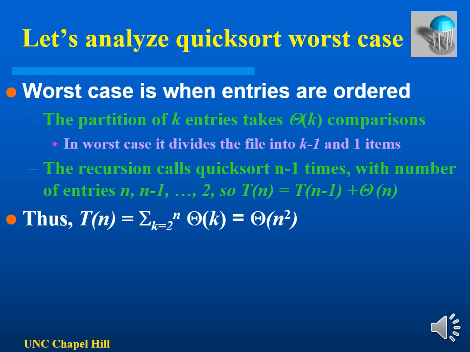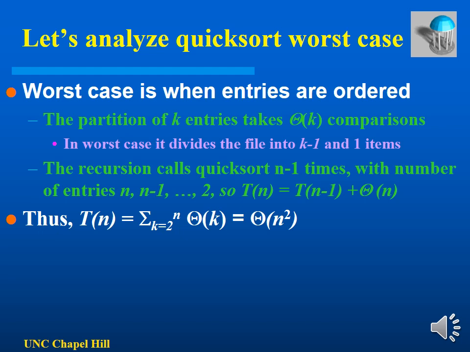Now we know that the sum for k equals 2 to n of theta of k is the same as the sum for k equals 2 to n of k in regard to the theta value. That is to say, it's theta of n squared. So quicksort is at worst an order n squared algorithm. Of course, we've seen that insertion sort is also at worst an order n squared algorithm.